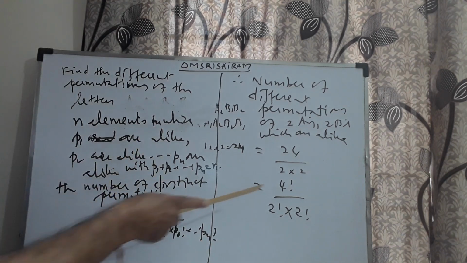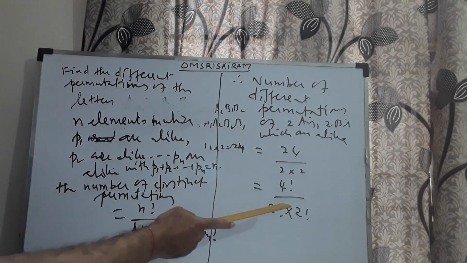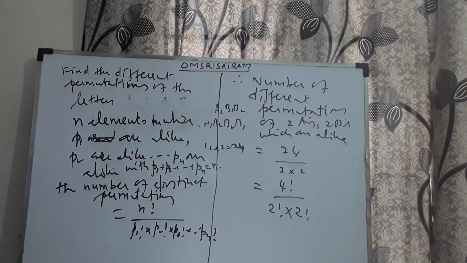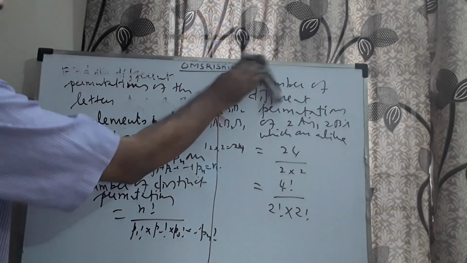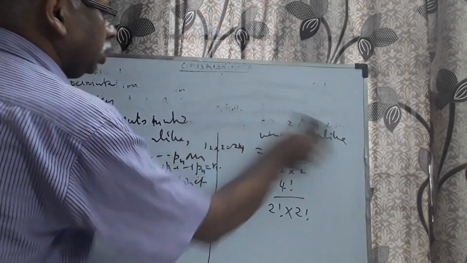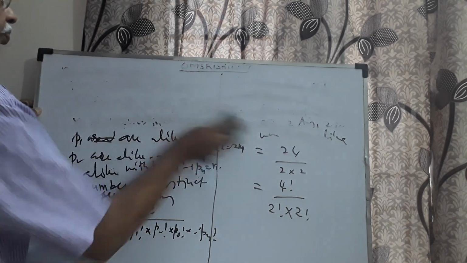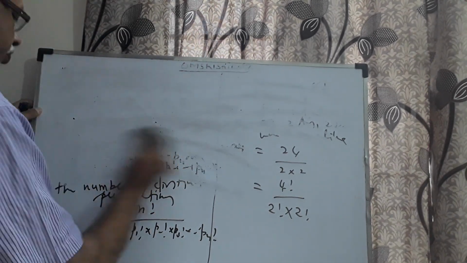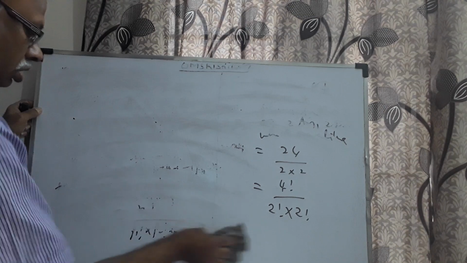Instead of n, I have 4 here. Instead of P1, P2, I have 2 here. 2 plus 2 is 4. Remember this carefully. It's not a difficult task. Remember the rule. This is the formula to be remembered to apply in your problems further. Okay, I will just take a particular case.